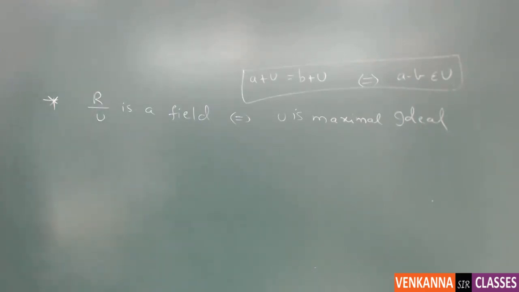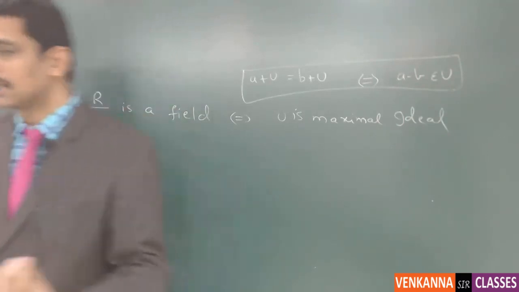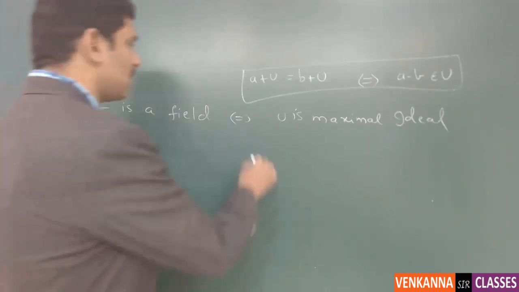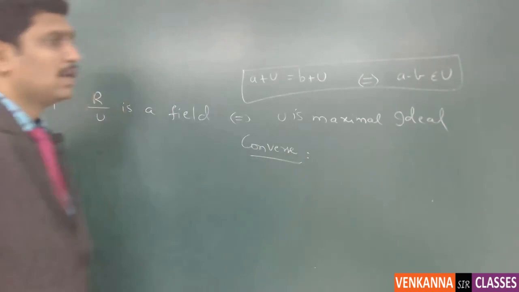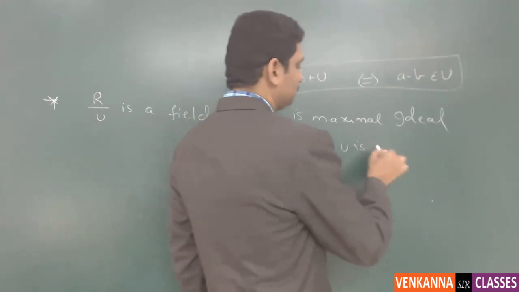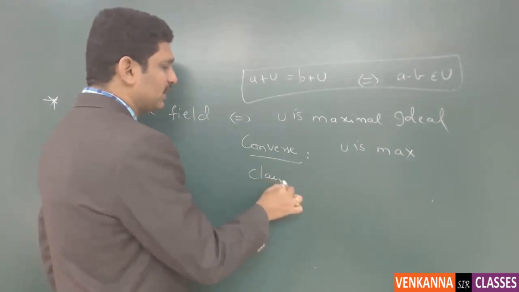So coming to the solution part, it contains the main part as well as the converse part. So please tell me which part you want to prove first, main or the converse. Tell me. Converse, right? So let us start with the converse part. In the converse part, we are assuming that U is maximal, and our claim is that R by U is a field.